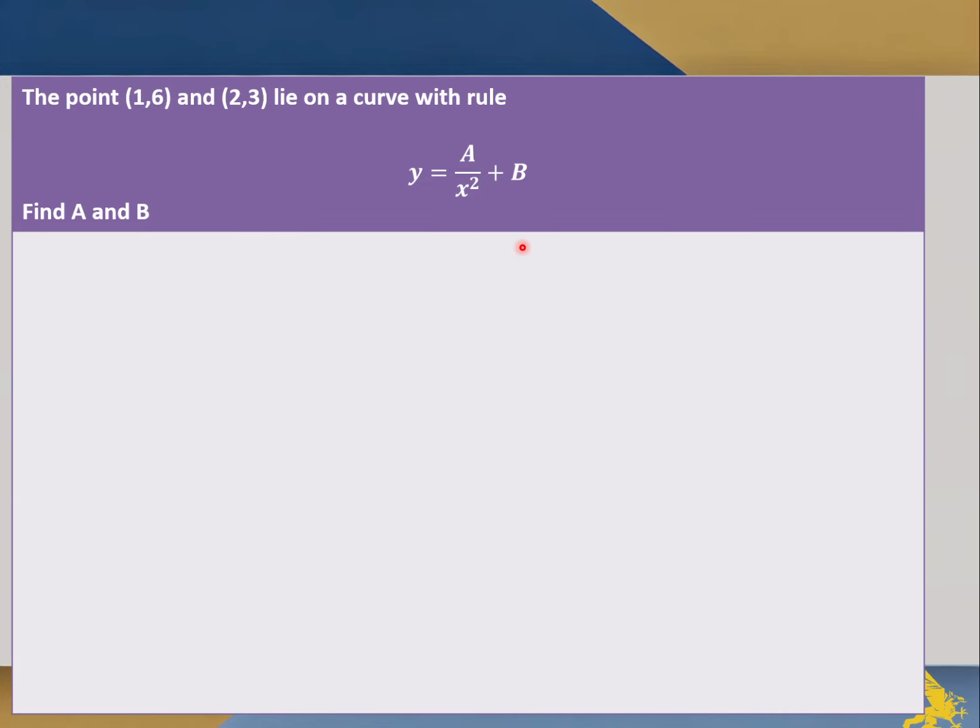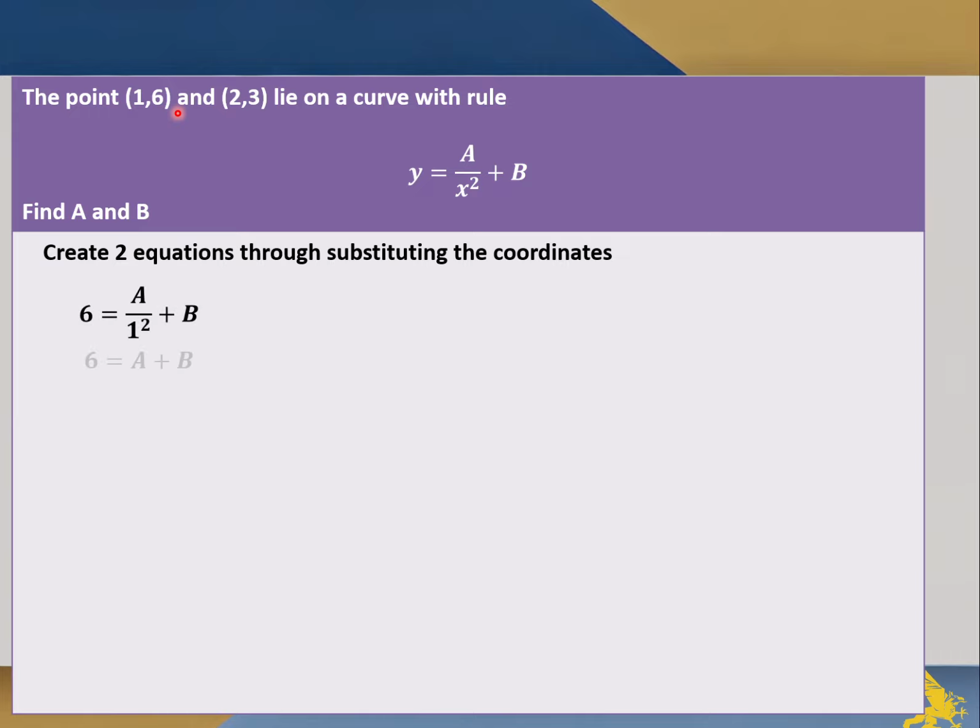So we are just going to need to create two equations using the information we've been given up here. That means you're just substituting those values in and then simplifying it. 1 squared is 1, so I'm going a divided by 1. And then I just want to get one of the letters by itself, so I will just take away a. That gives me b is equal to 6 minus a.